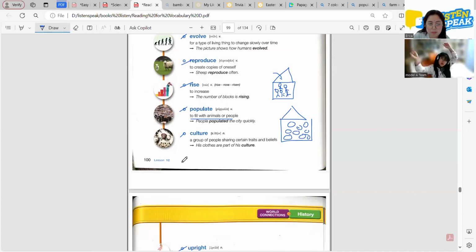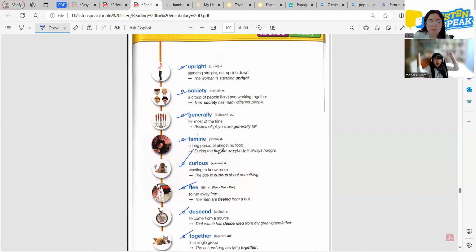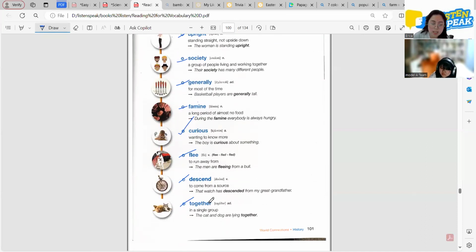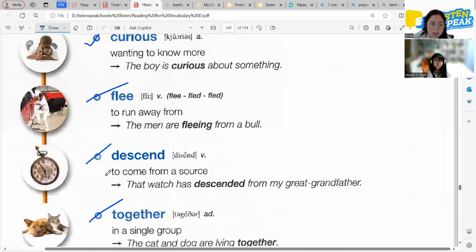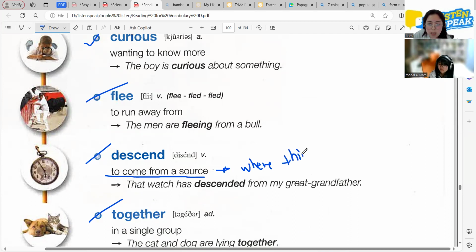How about in this page? Descent. Descent. So what is descent? Can you read again? To come from a source. Or to make it simple, where things come from.